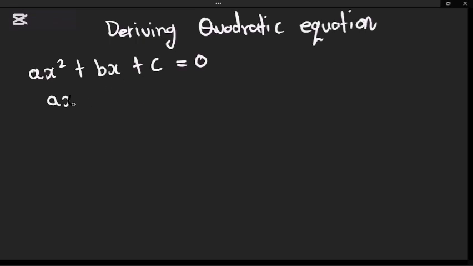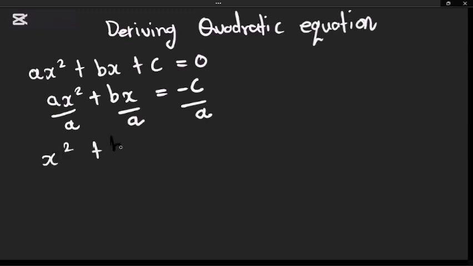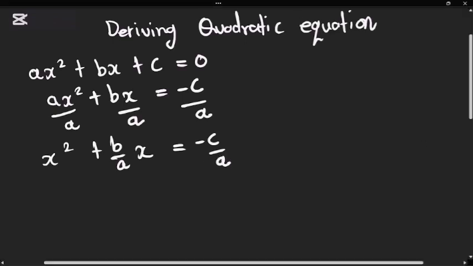First of all, you have to take the value of c to the right hand side, which means you will have ax squared plus bx equal to negative c. Since these are not numbers but just variables, you have to divide throughout by a. So it will give you x squared plus b over a multiplied by x equal to negative c over a.